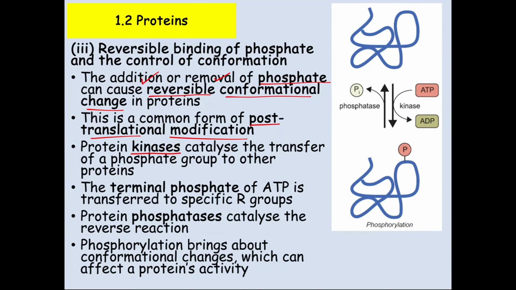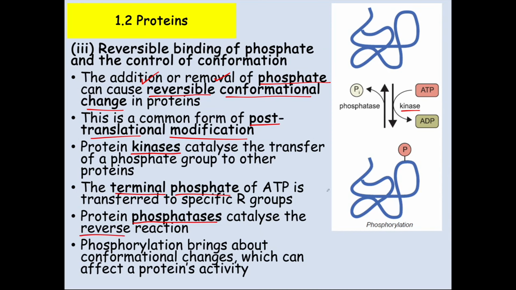We've got protein kinases. They catalyze the transfer of a phosphate group to another protein. And we can see kinase in action here. It's removing the terminal phosphate from ATP, the third phosphate of the adenosine triphosphate molecule, and breaking that down into ADP plus phosphate. The phosphate is then added to our protein via this enzyme called protein kinase. As I said before, it's the terminal phosphate of the ATP that is transferred to the R groups of the protein.